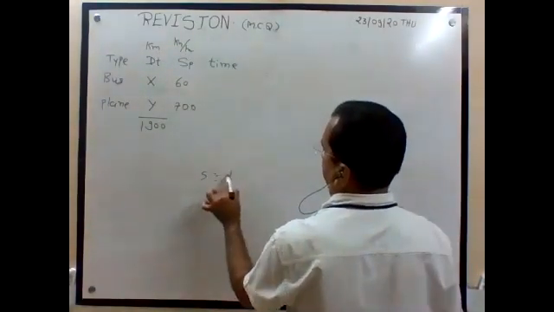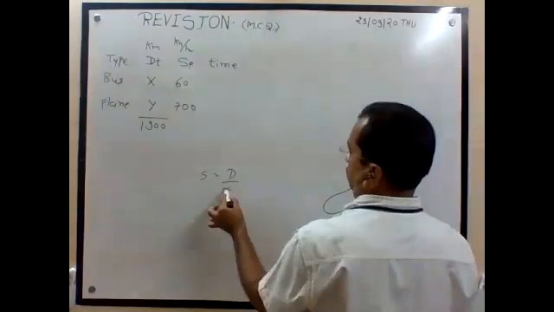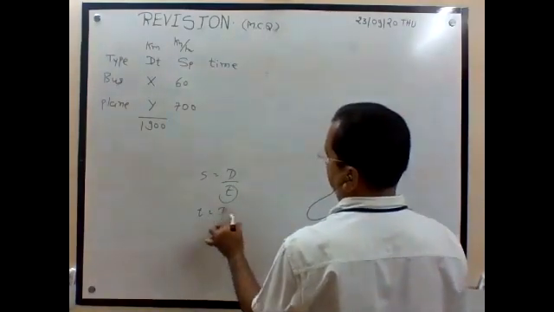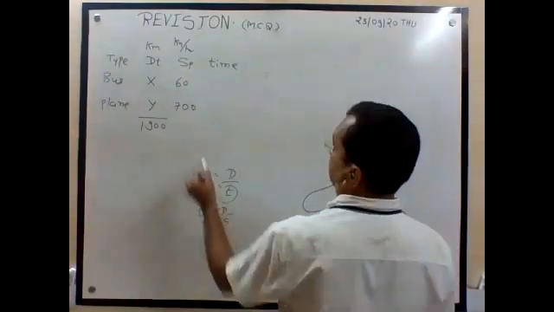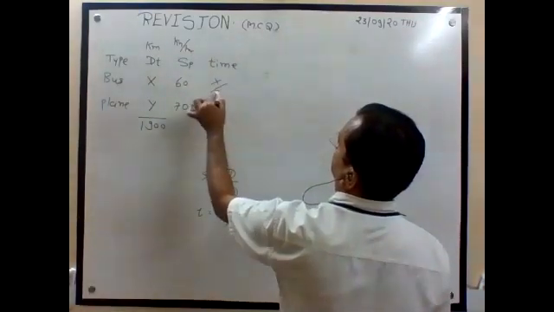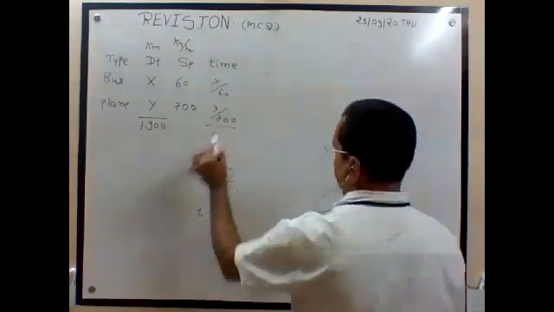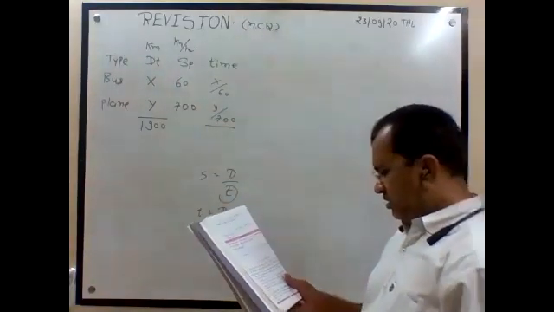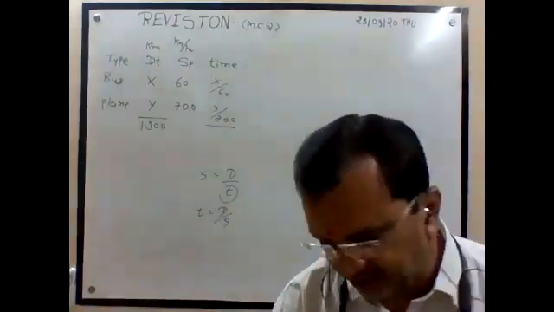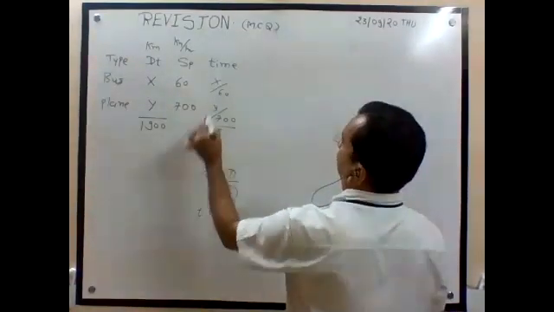So speed is equal to distance by time. So time is equal to distance by speed. Distance by speed, x by 60, y by 700. Total hours taken, that means 5 hours.